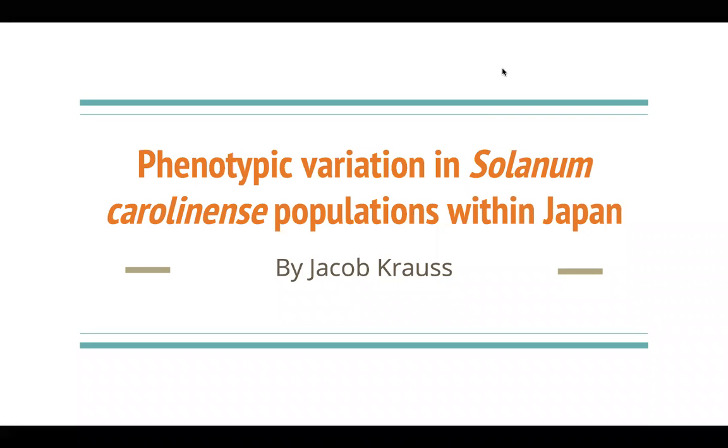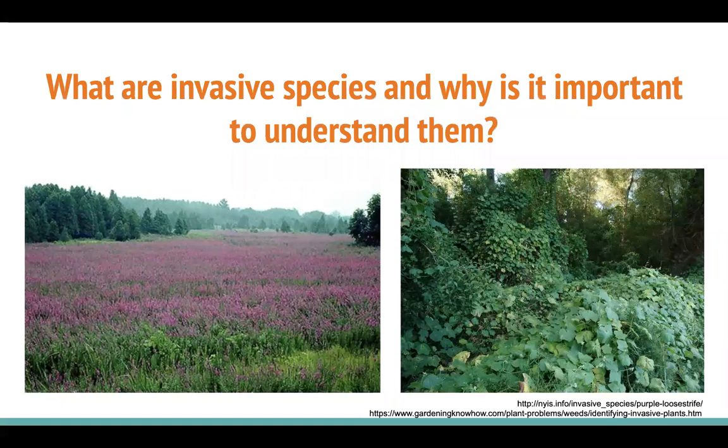I'll be talking with you guys about phenotypic variation in Solanum carolinense populations within Japan. So first off, what are invasive species? Invasive species are species that are introduced outside of their geographic range, thrive, and often outcompete the native species. The introduction can be intentional for ecological or financial means, such as crops or biological management strategies.